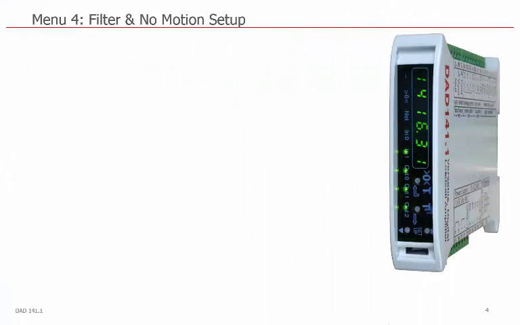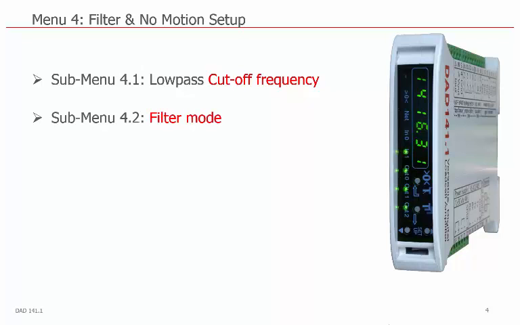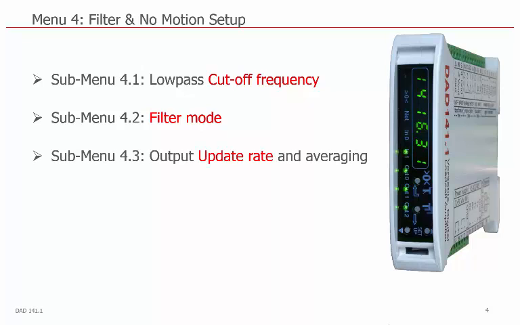Menu 4. Filter and no motion setup. Submenu 4.1. Low pass filter cutoff frequency. 4.2. Filter mode. 4.3. Output update rate and averaging. 4.4. No motion detection.